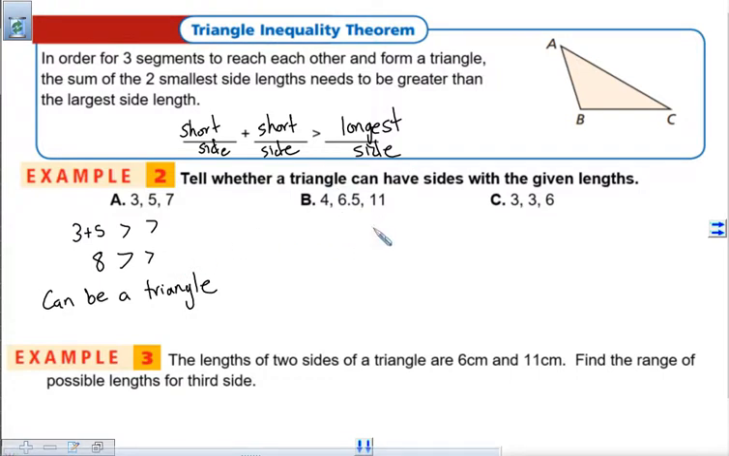On our next one, our two smallest numbers are 4 and 6.5. So we're going to add those together and see if it's greater than 11. 6.5 plus 4 is 10.5. 10.5 is not greater than 11, so this cannot be a triangle.